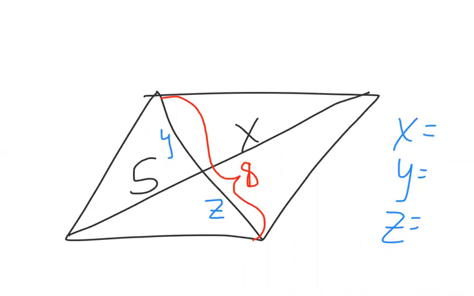Is X 8? No, X isn't. But I'll tell you who is. So here's the thing with the diagonals in a parallelogram. They cut each other in half. So if that one piece is 5 that I just underlined, what does X have to be?